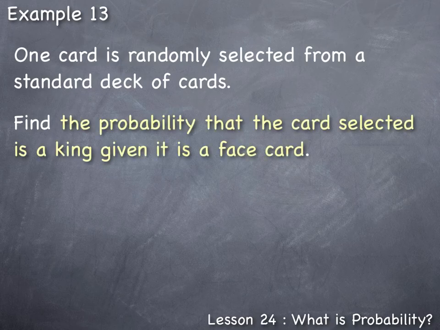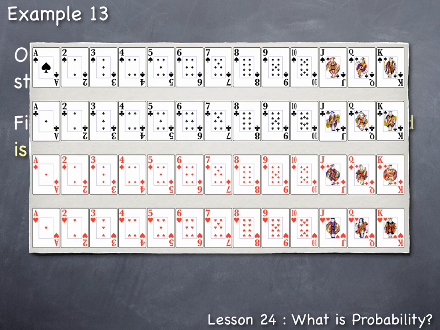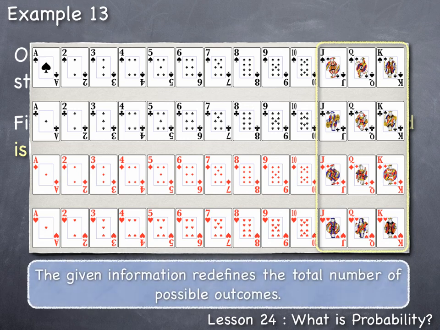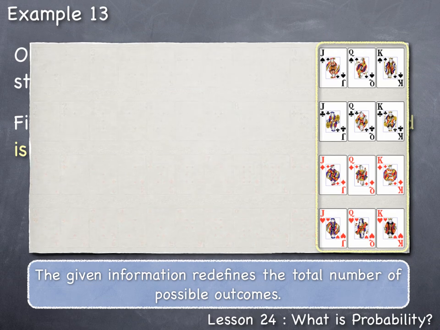So to find the probability that the card selected is a king, given it's a face card, we first need to take into account the given information, that the card was a face card. So even though the randomly selected card was out of the 52 total cards in the deck, when you're given that it's a face card, we know that the result only occurred in one of these 12 face cards. So the given information redefines the total number of possible outcomes. So instead of calculating this probability out of the 52 total cards, we're going to be calculating this probability out of the 12 face cards.